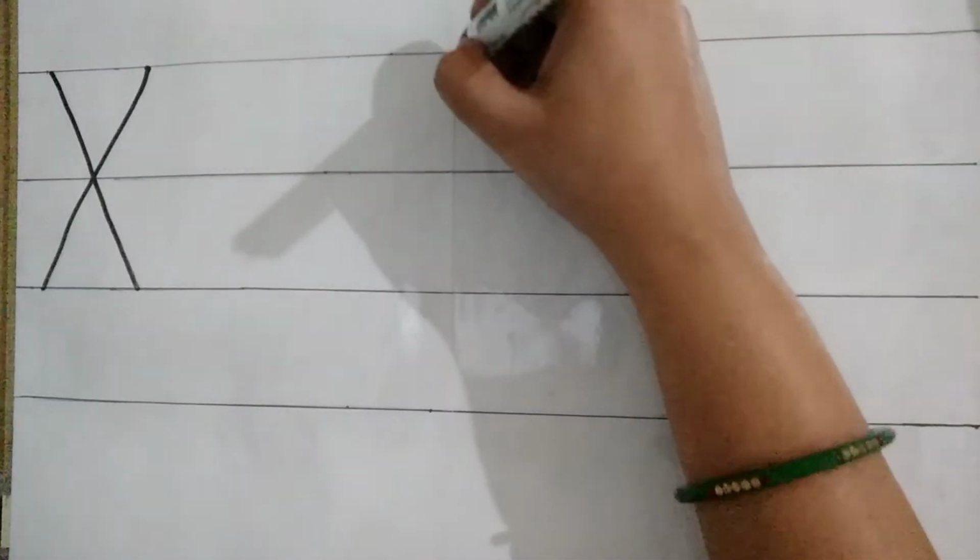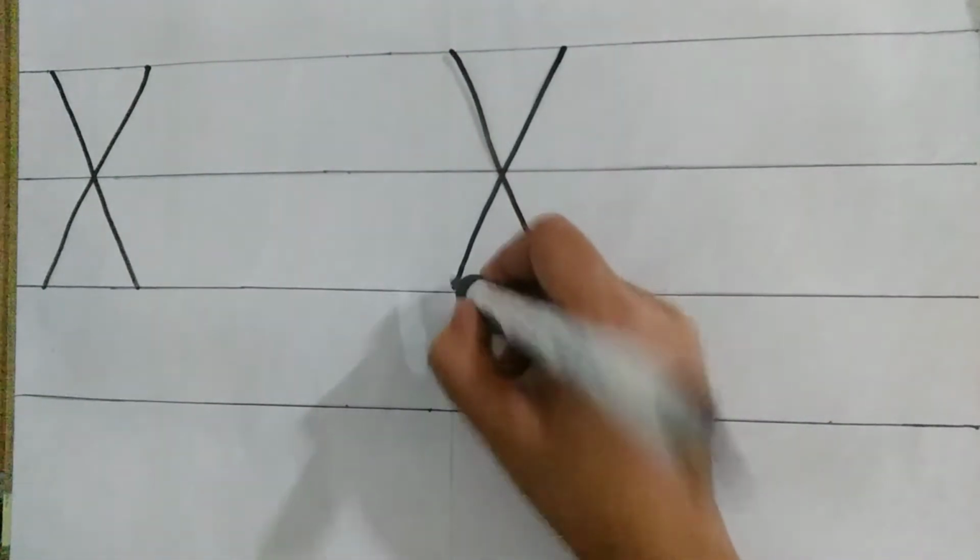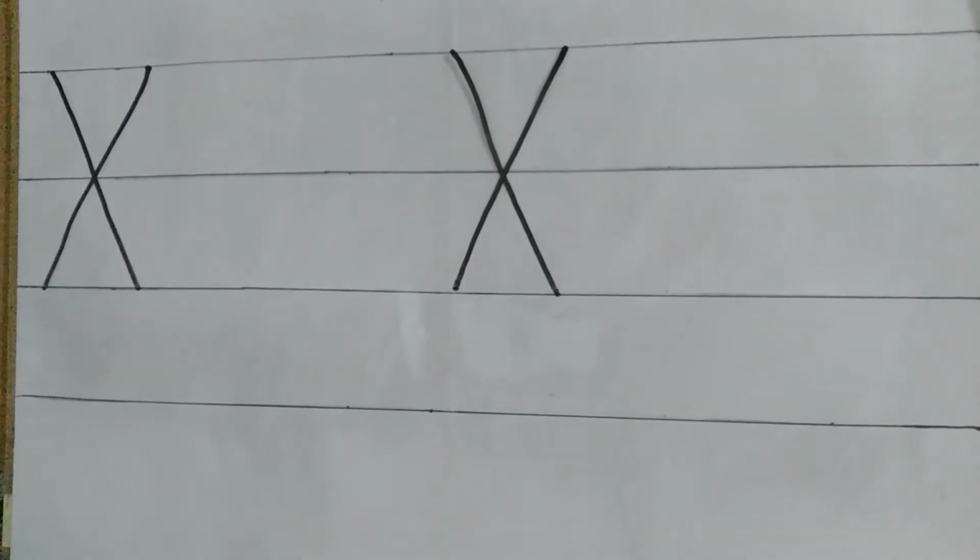Once again, slant line and slant line. Right? Now we are going to write small cursive X.